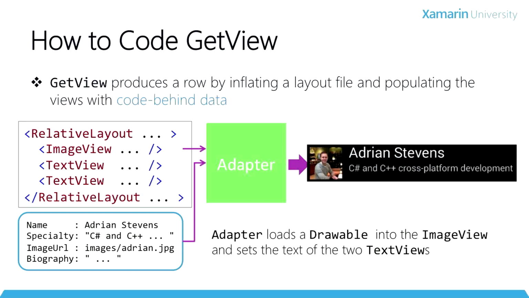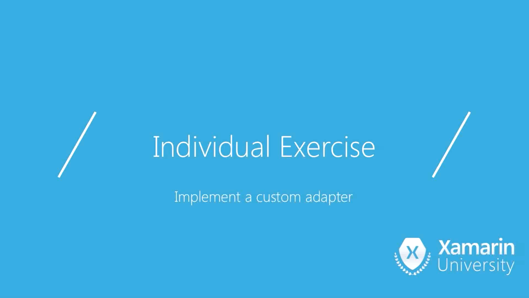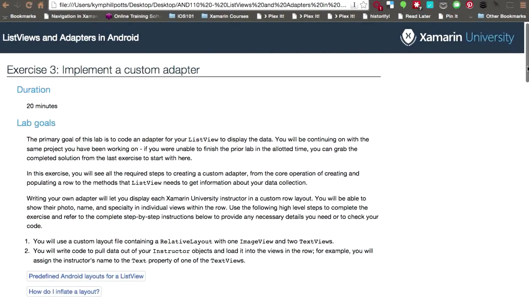So basically it takes a list position as a parameter and returns a row UI for that position. It's time for another individual exercise. This is exercise 3 in the class materials. So let's go over and have a look at the exercise description.